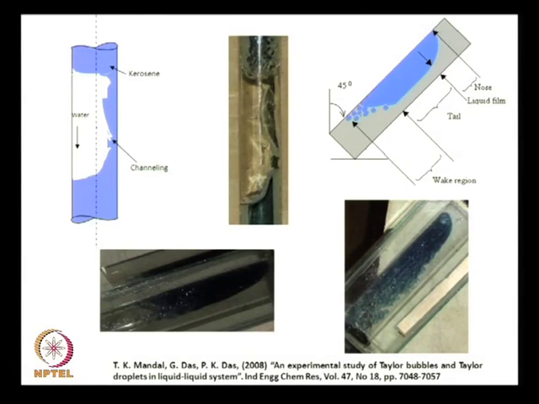Okay. So, whatever new you do, you find out, so this particular channeling you find for Taylor bubbles in inclined tubes. Whenever you incline it, what happens?